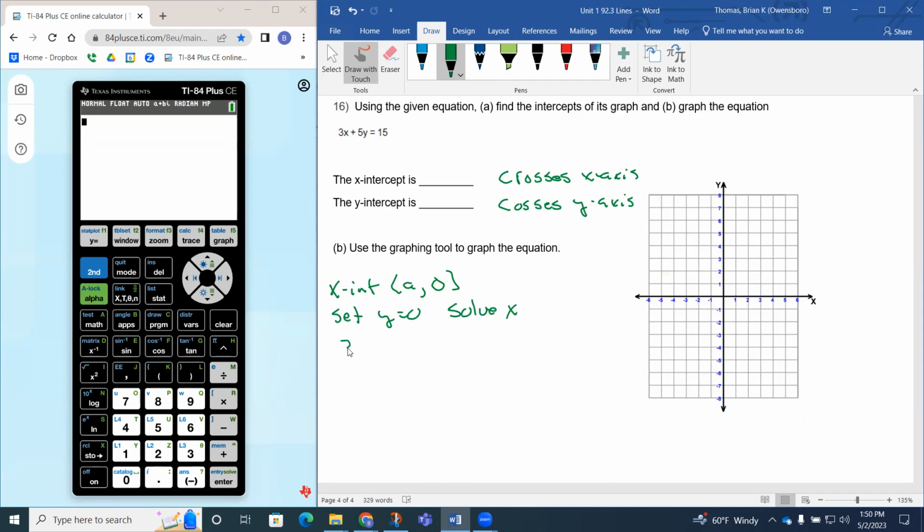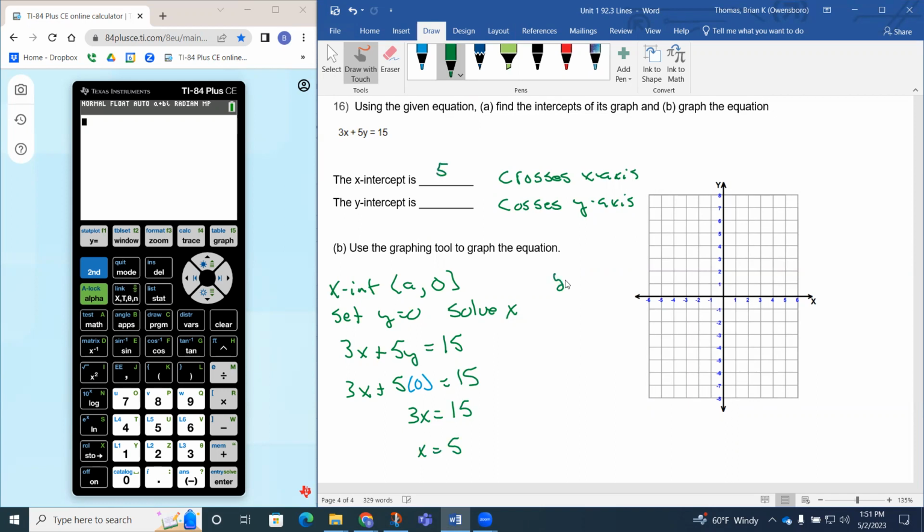So if I have the equation 3x plus 5y equals 15, by setting y equal to 0, you're going to have 3x plus 5 times 0, and that's going to equal 15. Well, 5 times 0 is 0, and 3x plus 0 is just 3x. In other words, the y term just drops out of the problem. So you have 3x equals 15. If you divide both sides by 3, x is going to equal 5. So the x-intercept is 5.